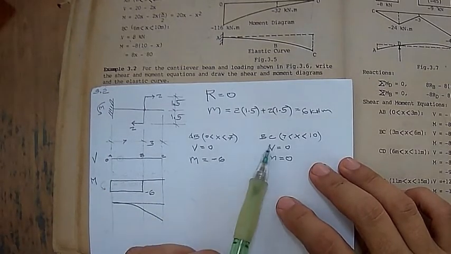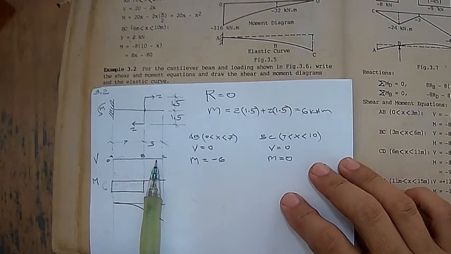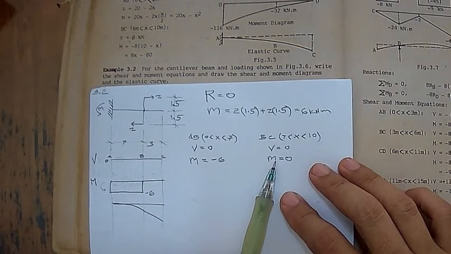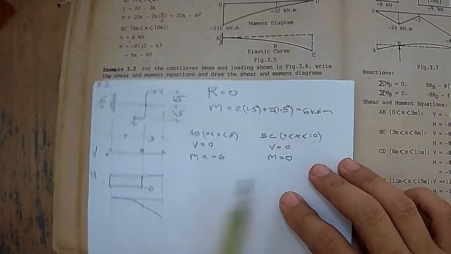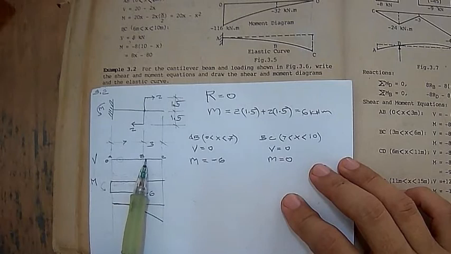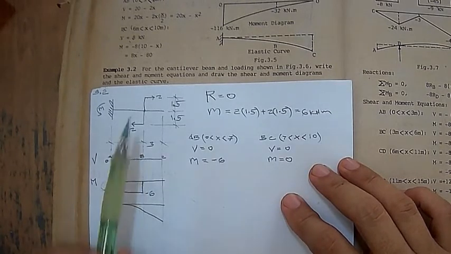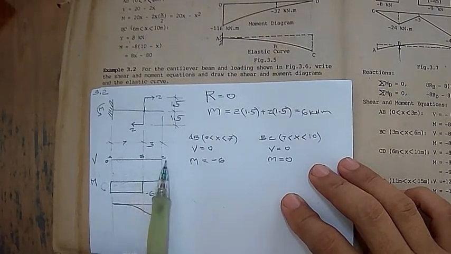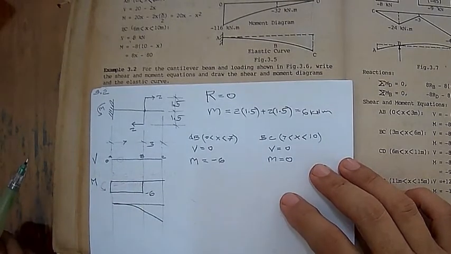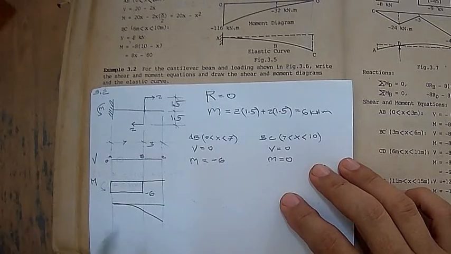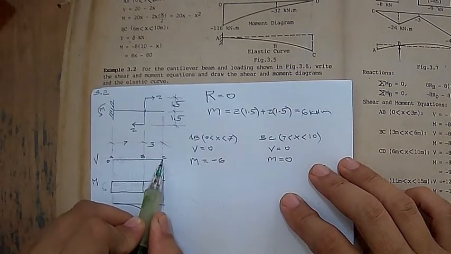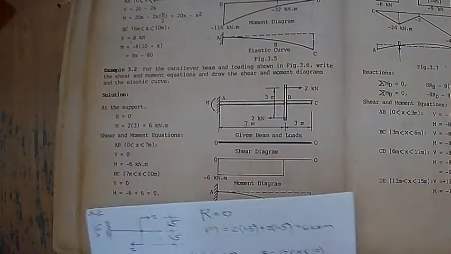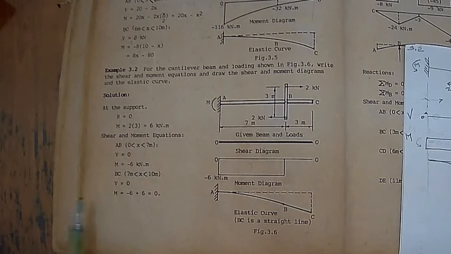Next is at BC, dito na, your shear diagram is always 0. But your moment now is also equal to 0. Dahil, take note na, yung torque mo dito, nasa point B. Pero dito sa kabila, along the span, wala ka ng moment or torque. Pero, if in case, may support ka dito sa point C, hindi na 0 yan. Okay? So, now let's look at the book.